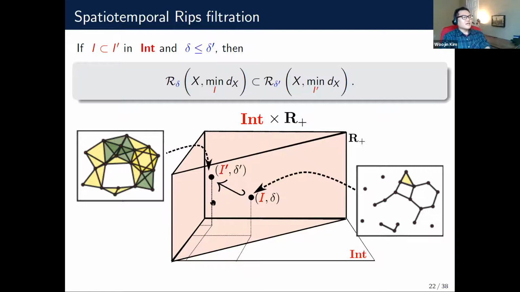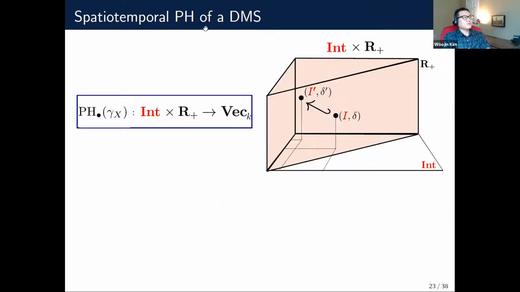Now, by applying the homology functor to this entire filtration, we obtain the so-called spatial-temporal Pearson homology over a dynamic metric space. So if I choose field coefficient homology, then we are going to have a functor from this poset to the category of vector spaces over a certain field.